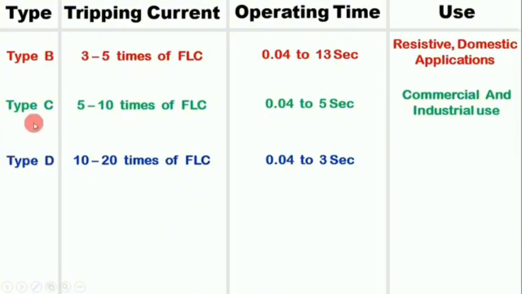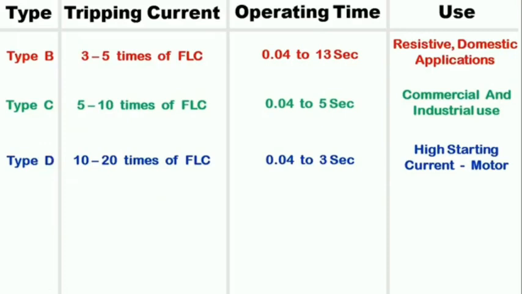Friends, D-type MCB is used for high starting current equipment. It means when you turn on a motor, it consumes more current initially, and after that it goes low. For this motor, we use D-type MCB. Friends, always remember one thing: for your home, never use D-type MCB.